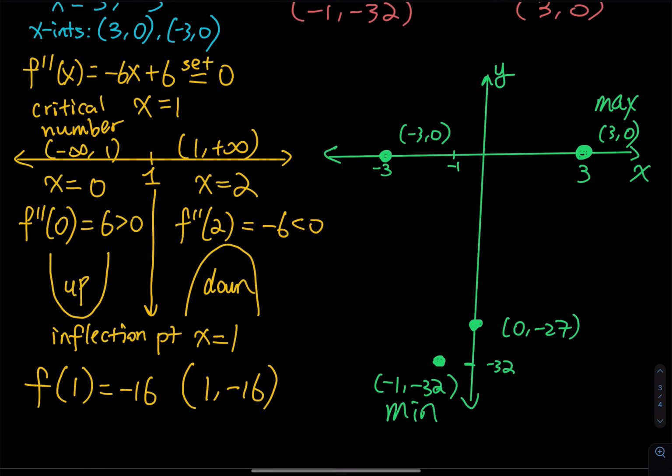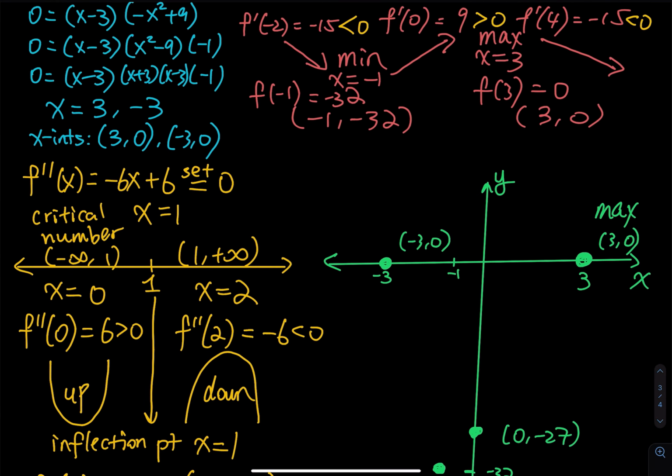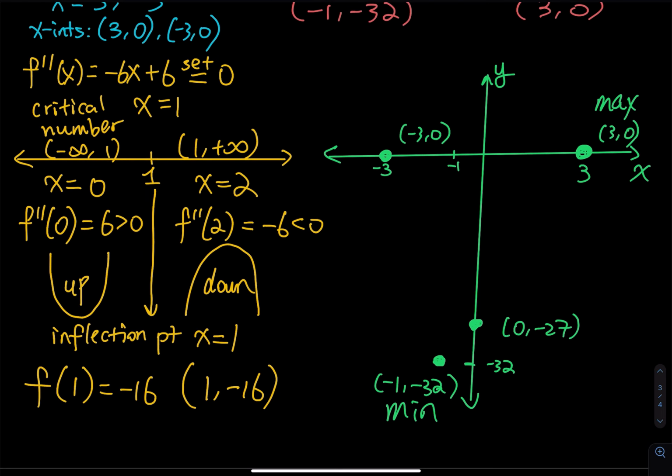And then you go back and take a look at your sign chart. So we go down, up, down. All right? Down, up, down. So here is how we do it. We go down, up, and down. So that's how we get the min and max.